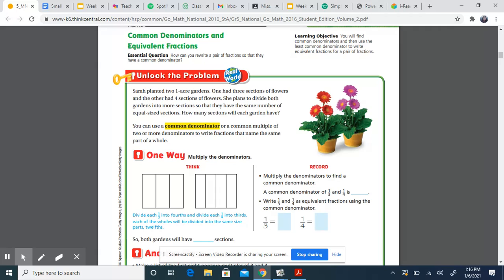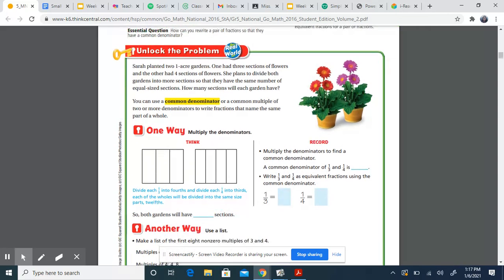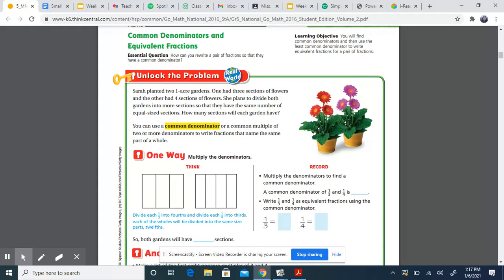This is really just what we did yesterday with subtracting fractions and what we did with adding fractions, because we had to have those pair of fractions have a common denominator. But the sheet for today, all you have to do is find that common denominator, and you are not adding and subtracting, you're just finding the common one.